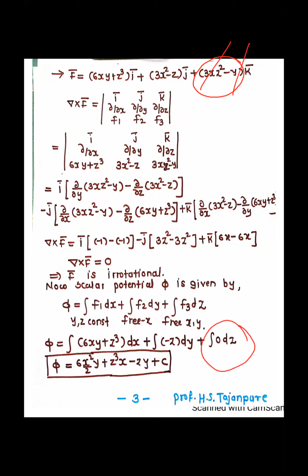And now integrate each term with respect to x. So x, its integration is x square by 2. z cube will be z cube x. Minus z, its integration with respect to y is minus zy plus c. So this is the scalar potential phi. So this completes the answer. We have proved that f bar is irrotational, and hence we have found the scalar potential phi.